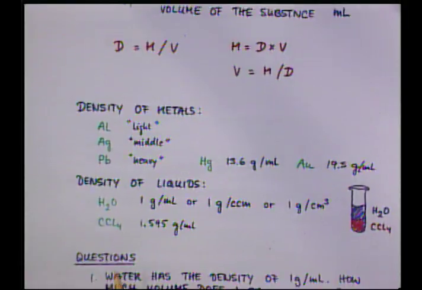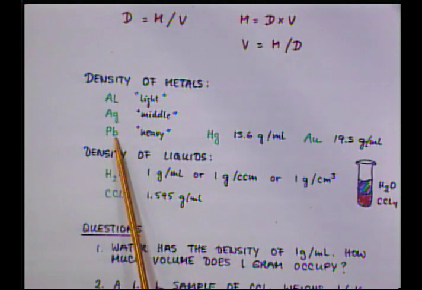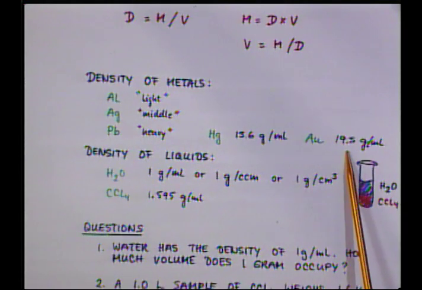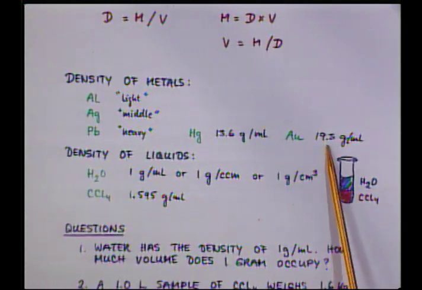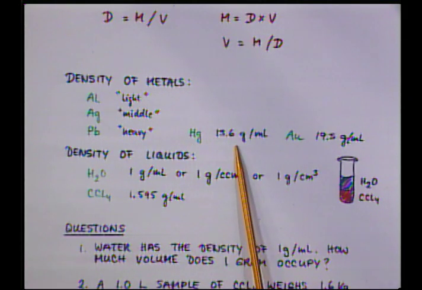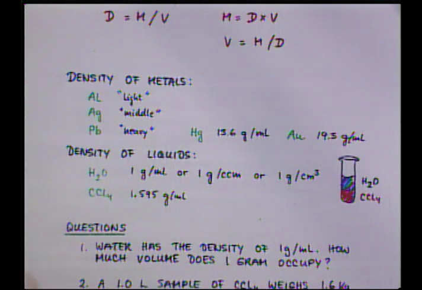Just as an example, we have here some density of metals. We have the light metals, for instance. We have heavy metals like lead, mercury, and gold. And gold is really the real heavy metal that you wouldn't expect to be a heavy metal. It's 19.3 grams per milliliter. And mercury as a liquid metal is 13.6, pretty dense. Lead is somewhere in between. Silver is a little more on the light side. Aluminum is really a lightweight metal, light density metal.